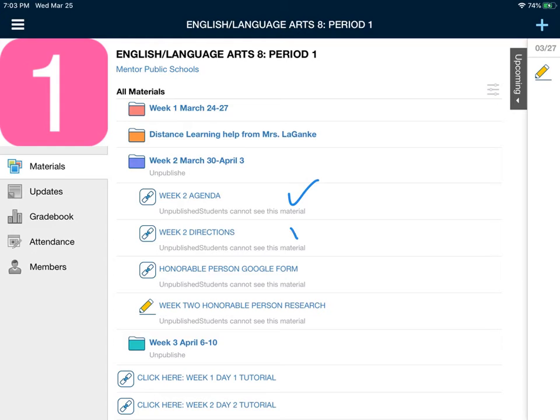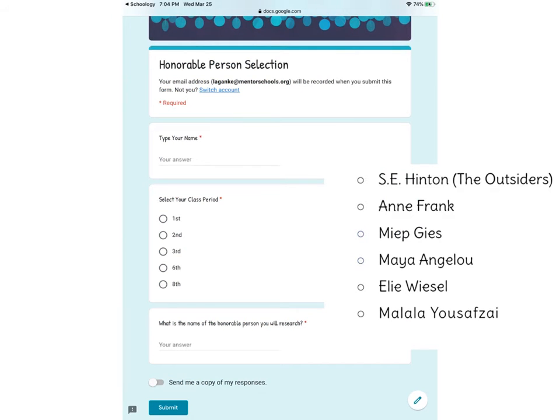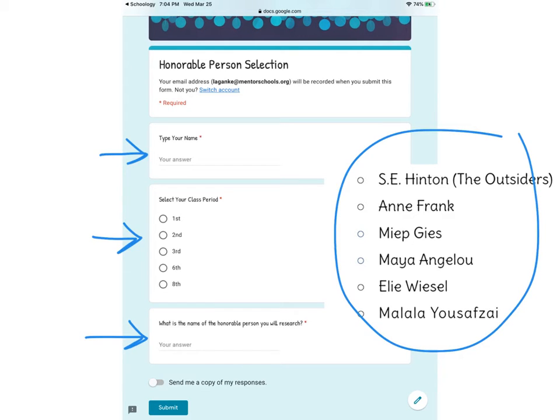Okay, so we've looked at the agenda and the directions. So now go to the Google form and let's type in who you're going to research. So here's what the Google form looks like. Make sure you type your full name here so we know who you are, and the class period that you're normally in, and then the name of the person. Here are the choices again: S.E. Hinton, Anne Frank, Miep Gies, Maya Angelou, Elie Wiesel, and Malala. And then submit the form.